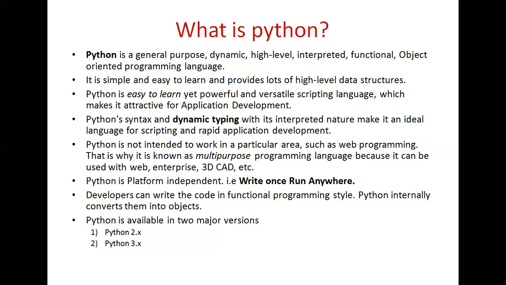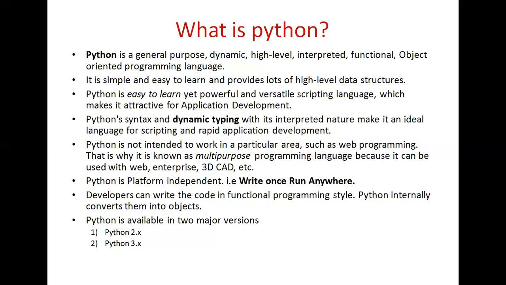What is an object-oriented programming language? What is a functional programming language? What is an interpreted programming language? And what is dynamic and what is high level? Let me discuss that. First of all, what is an object-oriented programming language? An object-oriented programming language is a language which supports object-oriented programming features.